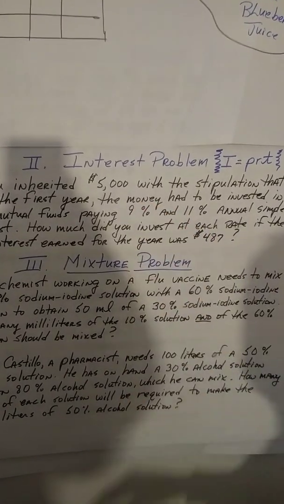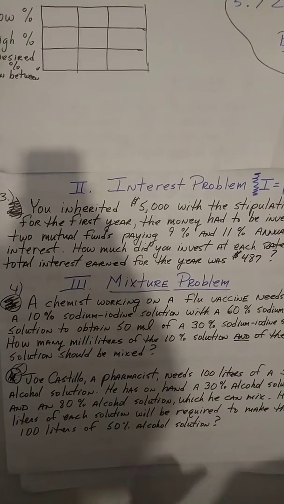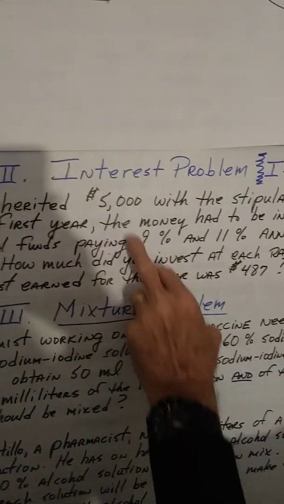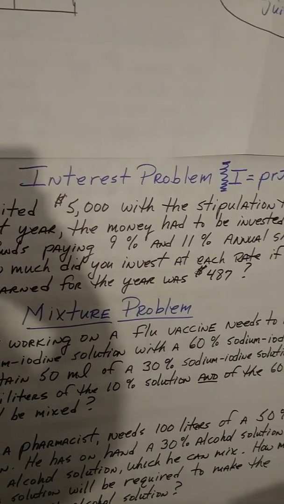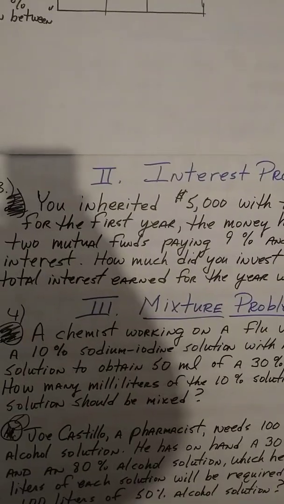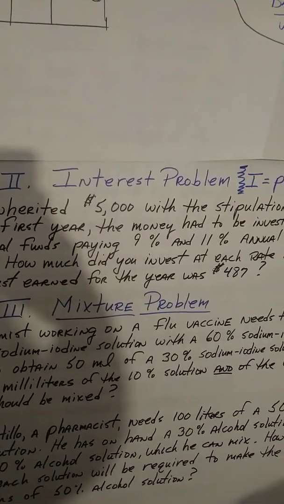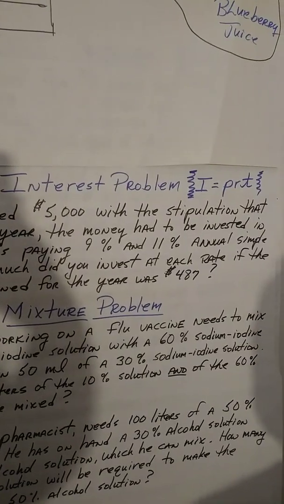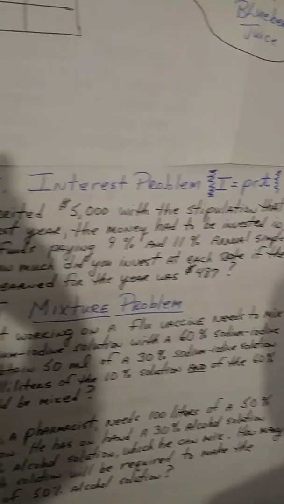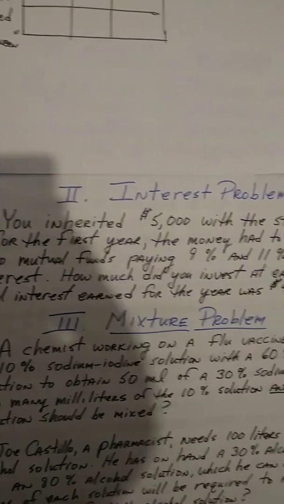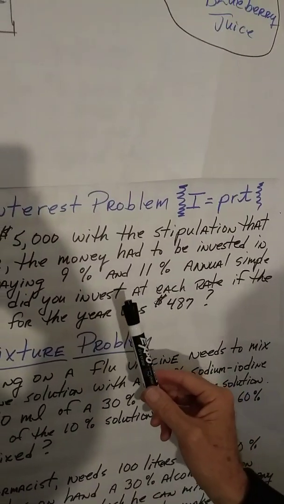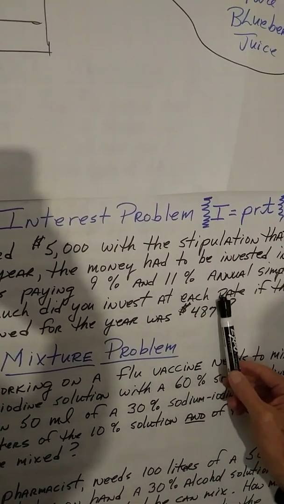On number 3 for this interest problem, you're going to see we're going to be getting a total. So here's how it reads. You inherited $5,000 with the stipulation that for the first year, the money had to be invested in 2 mutual funds paying 9% and 11% annual simple interest. How much did you invest at each rate if the total interest earned for the year was $487?